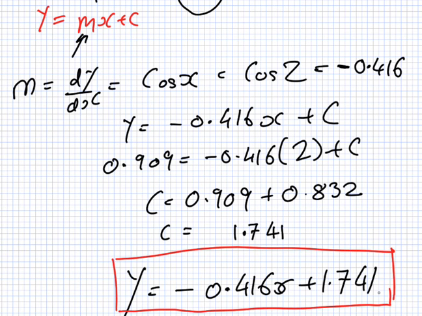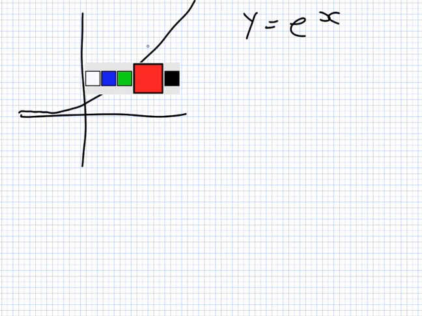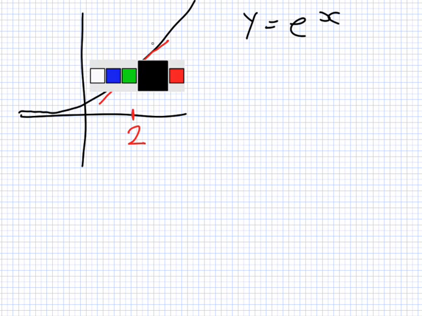Can I scroll down? So this time we have, no, that's wrong, sorry. This graph. This is y equals e^x. And I would like the tangent here at the point 2. So I would like the equation of the tangent here at the point 2. So give this a go, please. Try this.